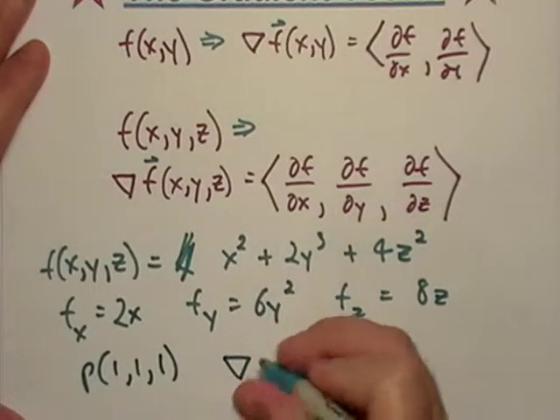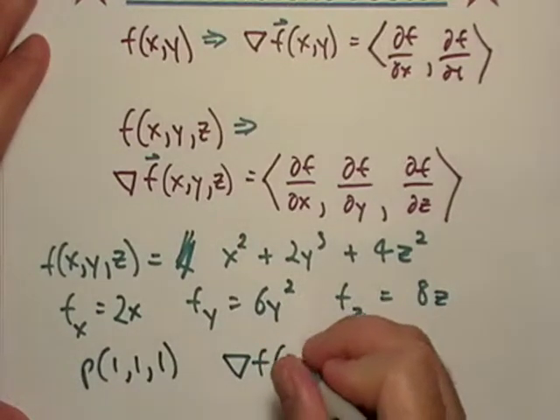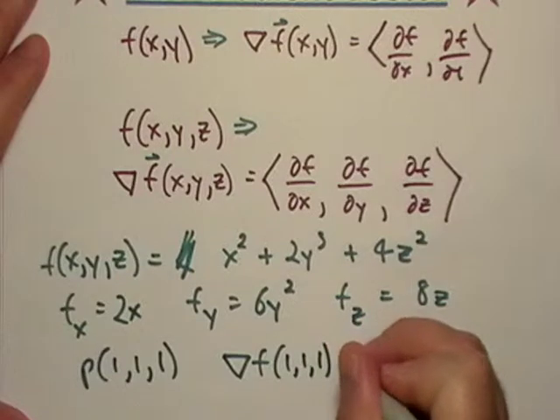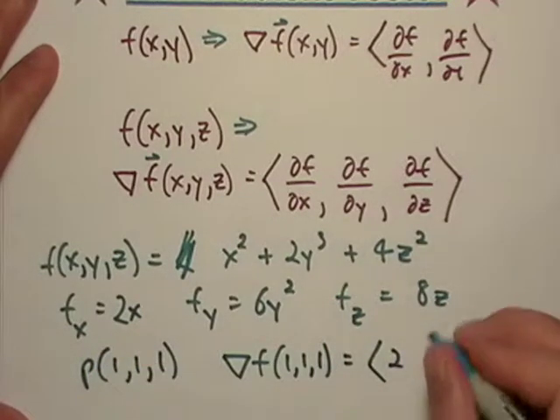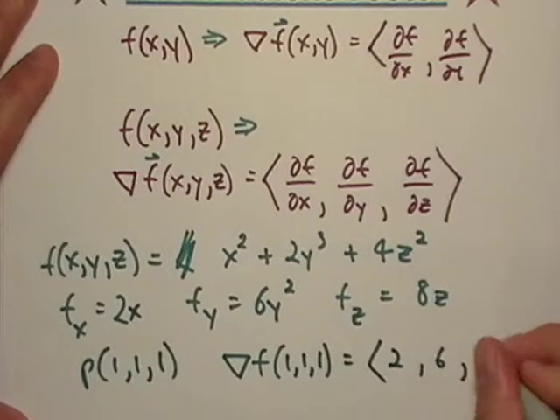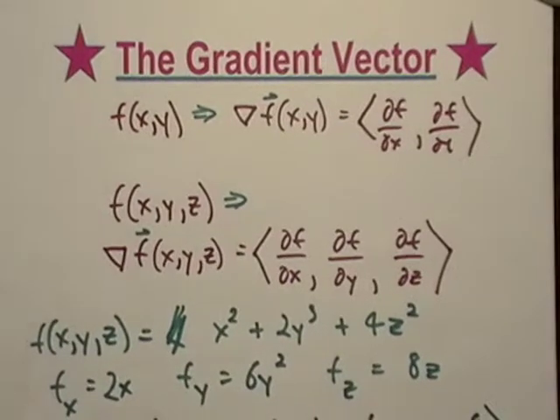Well, del f, is what we call it, at 1, 1, 1 is equal to 2, 6, 8. Really pretty easy to figure out. The important thing about a gradient vector is, it's actually so easy to figure out that I think people kind of just forget what it is.